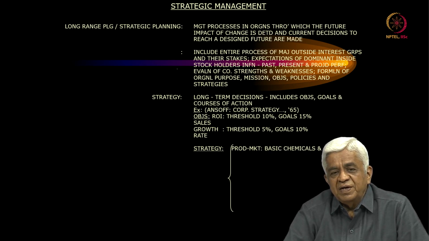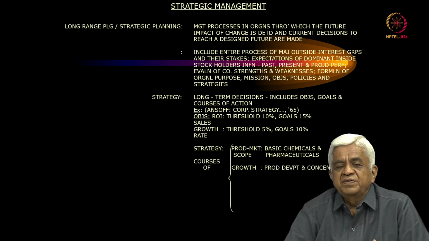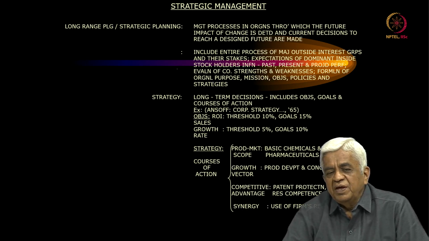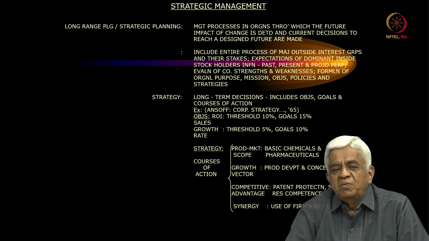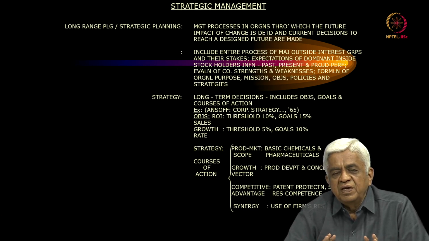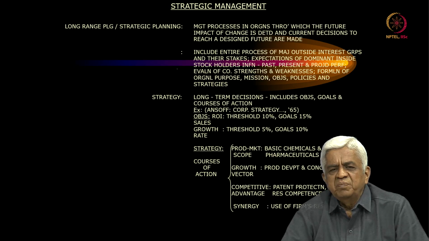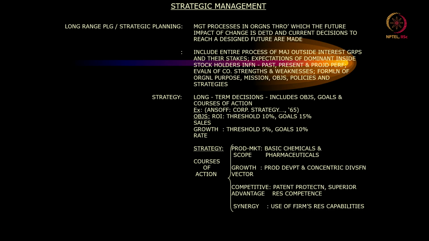Now, if you really look at strategy in the present day context, it can be explained using the concept of vector space. What is this vector space concept? In order to do this, we will take into consideration a simple industry, that is a basic chemicals and pharmaceuticals industry. This is what is called the product market scope.